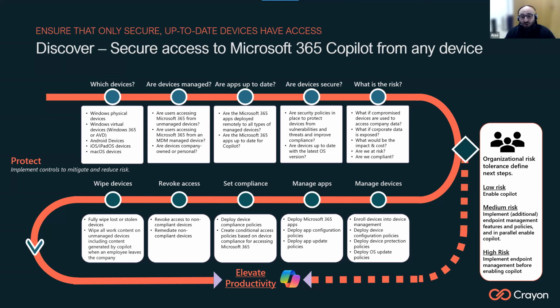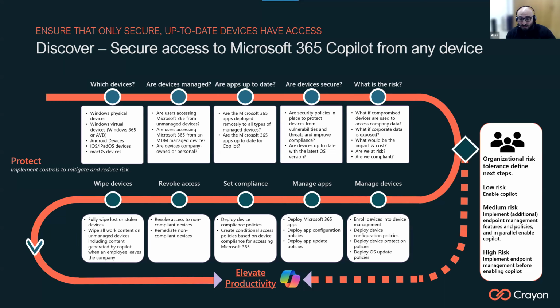Second, you need to determine if these devices are managed. This means understanding the current device management strategy and its reach. Are users accessing Microsoft 365 from devices managed by your IT department? Alternatively, are users primarily accessing from devices that are under an MDM platform similar to Intune? Furthermore, it is important to distinguish whether these devices are company-owned or personal devices, and the impact on policy enforcement and data handling.